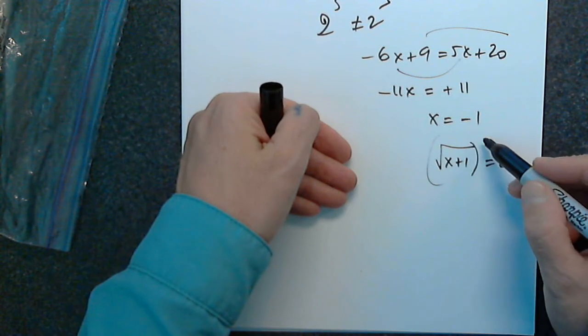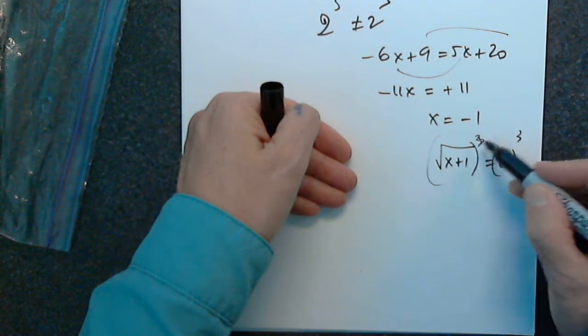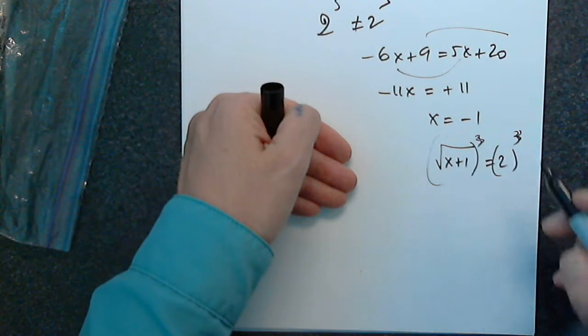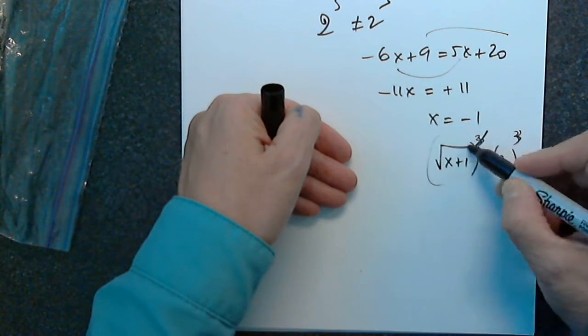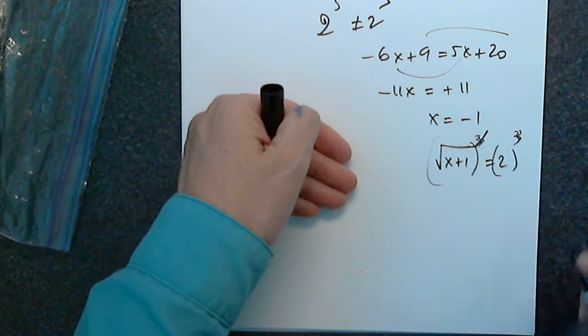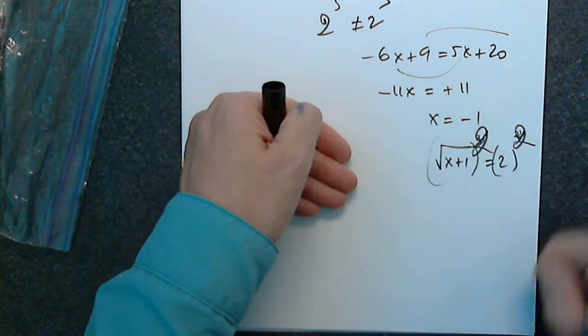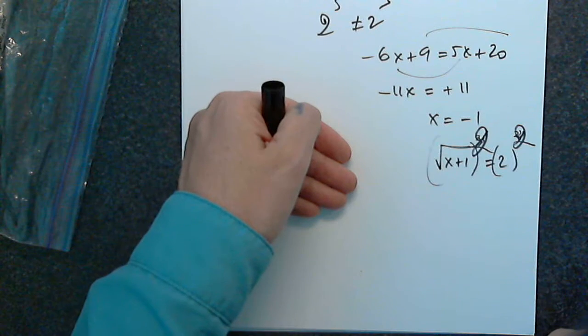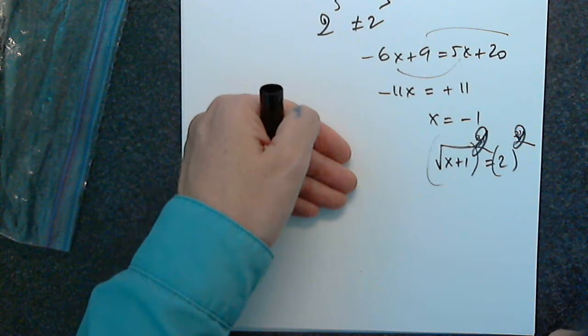Right. Why did I square and not take to the 3rd power? I want to take to the 3rd power. Because the 3rd power would not have cleared the square root. The 3rd power is not the inverse of the square root, but the 2nd power is the inverse of the square root. So we use the inverse function.